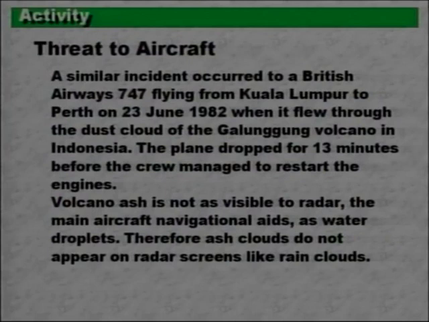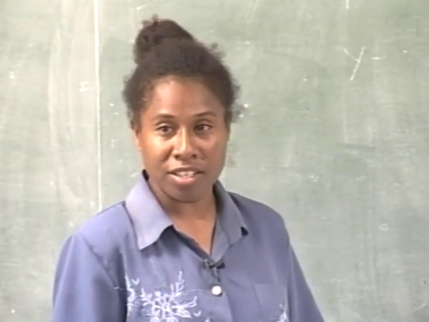It can also be a threat to aircraft. An incident occurred to a British Airways 747 flying from Kuala Lumpur to Perth on the 23rd of June 1982, when it flew through a dust cloud of the Galunggung volcano in Indonesia. The plane dropped for 13 minutes before the crew managed to restart the engines. Volcanic ash is not as visible to radar, the main aircraft navigational aid, as water droplets. Therefore, ash clouds do not appear on radar screens like rain clouds. So the plane having flown through would not have picked that up on their radar. Could that be an advantage or disadvantage?